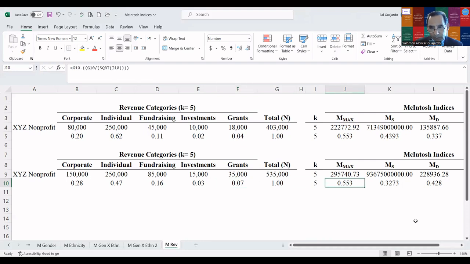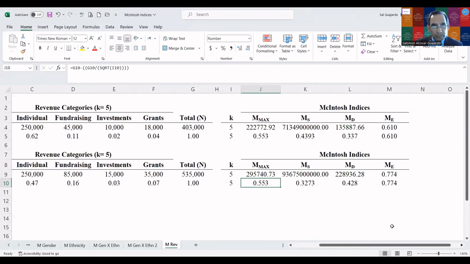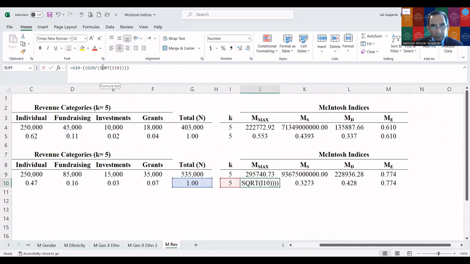When I use the percentages, I get 1 subtracted by 1 divided by the square root of 5. Again, that's the same as it was above. So that's 0.553. That's the maximum value of diversity possible for the revenue yields across the revenue sources.